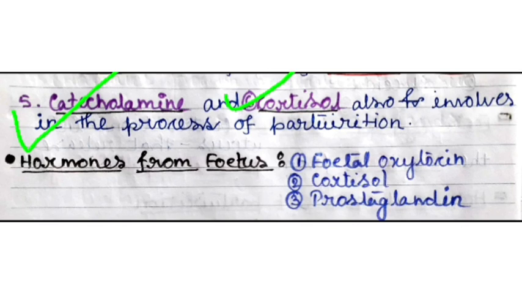The next is hormones from the fetus. The fetus also produces some hormones like fetal oxytocin, cortisol and prostaglandin, which also increase the rate of peristalsis to help in stronger contraction of the uterus.